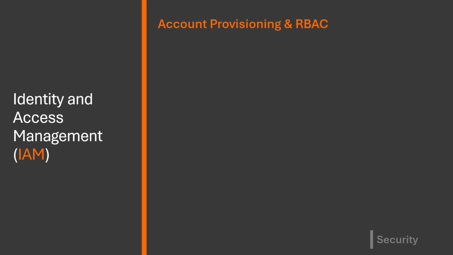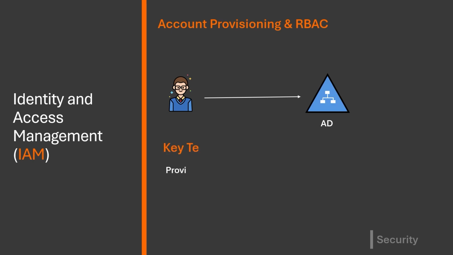Let's look at what happens behind the scenes when a new employee joins. The IT team creates a user account in Active Directory. This is called provisioning. The account includes a username and login credentials, department and job title, membership in certain groups. Now these groups are important. They control access to different systems. For example, someone in HR gets access to HR software, but not the finance database. This is known as role-based access control or RBAC. And we could define these roles based on job responsibilities and assign access accordingly.